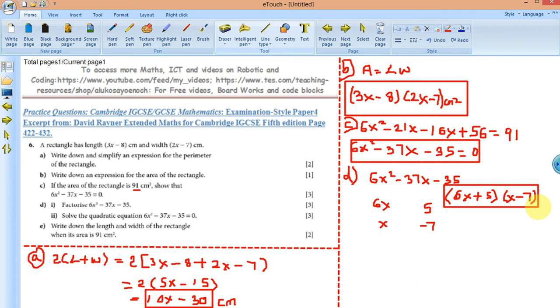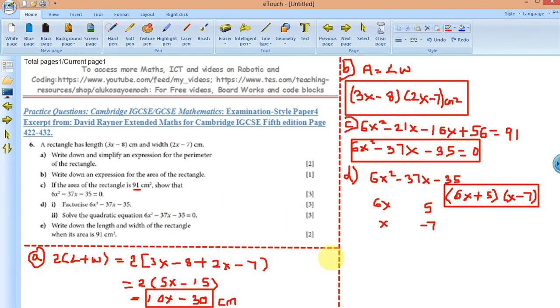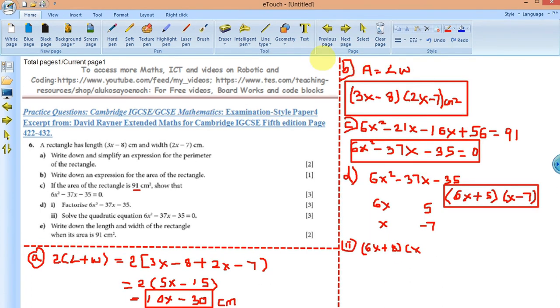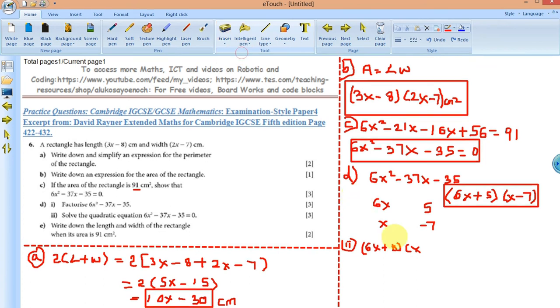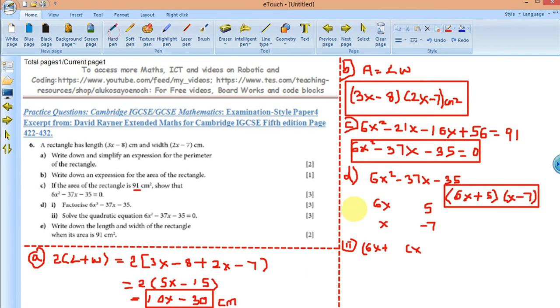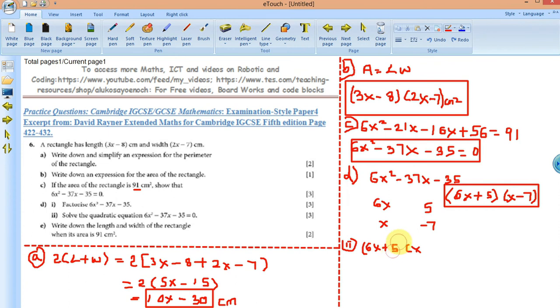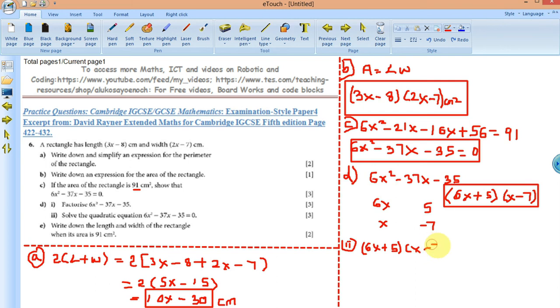Okay, so that's it. Now next, solve the quadratic equation. That's Roman figure 2. So we want to solve this now. I can equate it to 0 now since I have to solve it. So that's 6x plus 5, into x minus 7, equals 0.